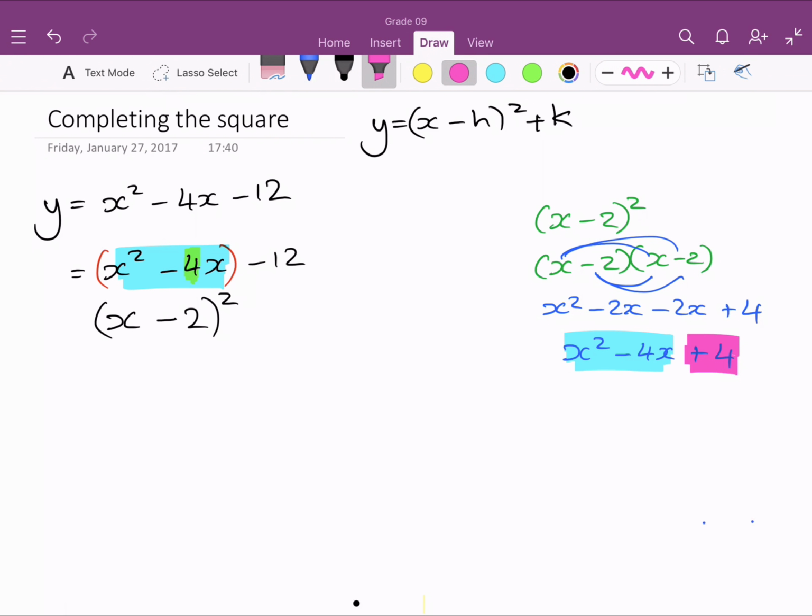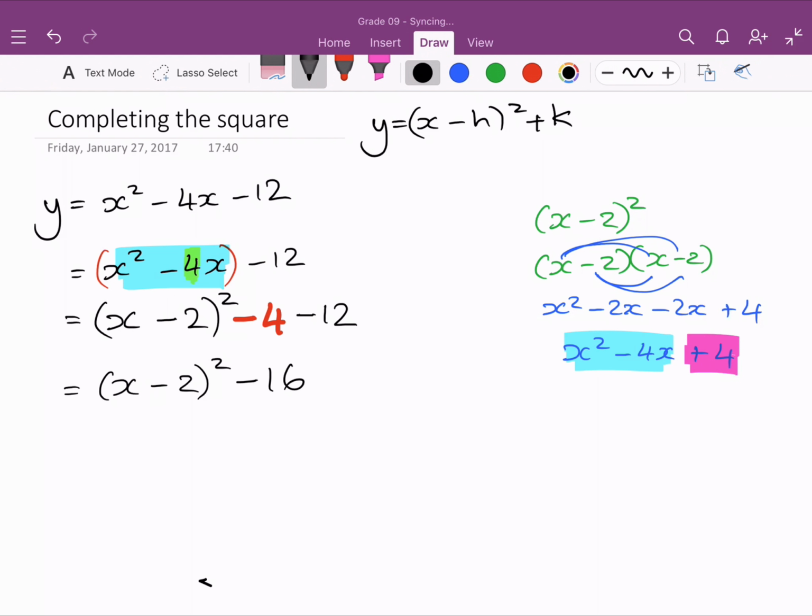Now, we don't want that plus 4. So the easiest way to do that is to write take away 4, so we remove the 4. But we're not finished yet. There was a take away 12, so we have the take away 12. Then this gives me x minus 2 all squared, take away 16.